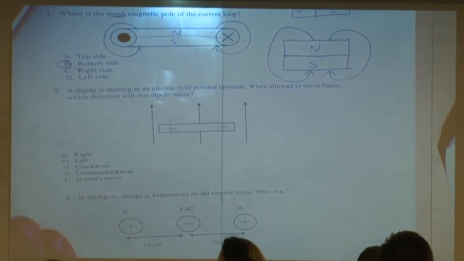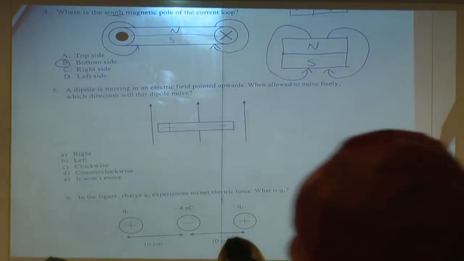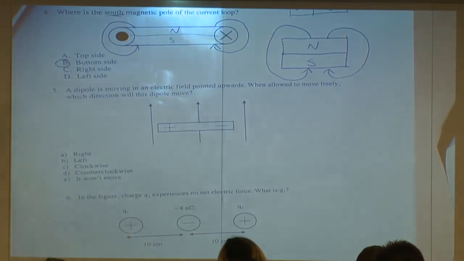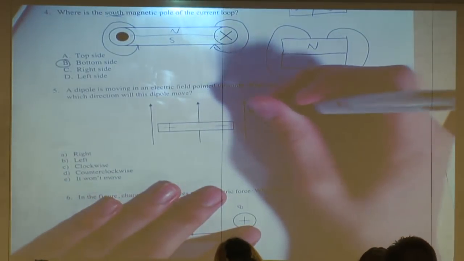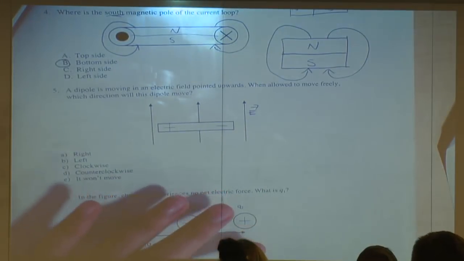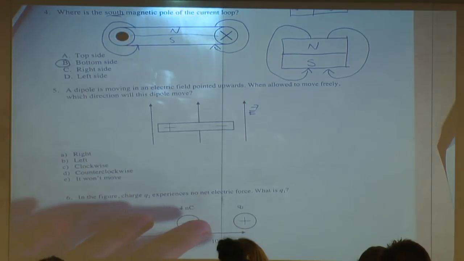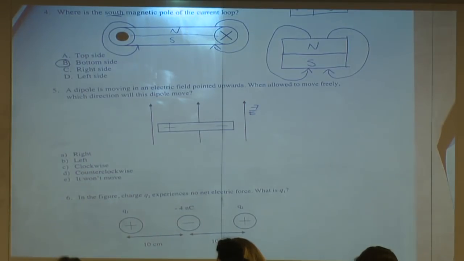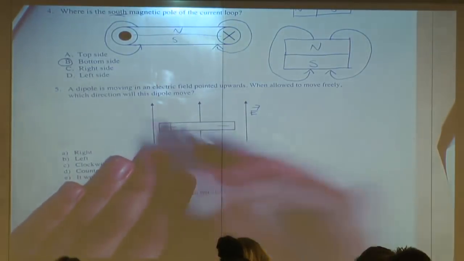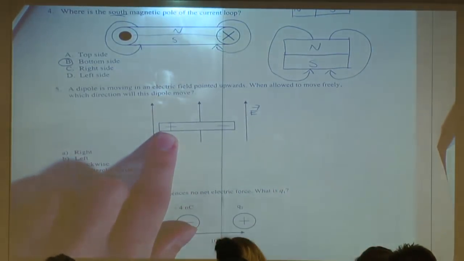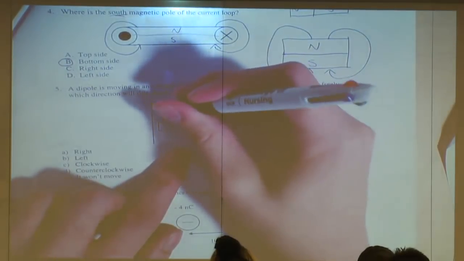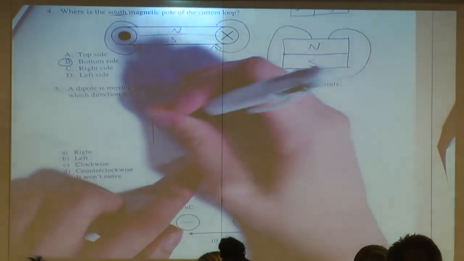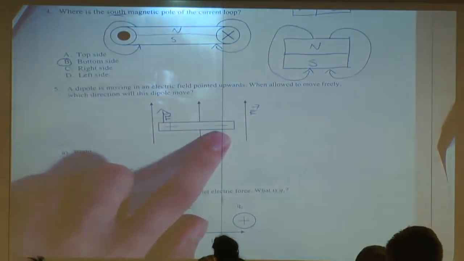Alrighty. So number 5, it says a dipole is moving in an electric field pointed upwards. So we'll label this electric field. When allowed to move freely, which direction will the dipole move? Okay, so we said before, if you guys remember, if this is the electric field, what would the direction of the positive side be? Would it be in the same direction as the electric field or the opposite direction? Same, good. So it's going to be the same. And then we said before, that's going to be the force. And then for the electron, it's going to be the opposite direction.